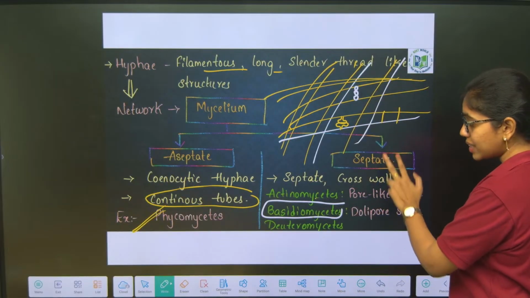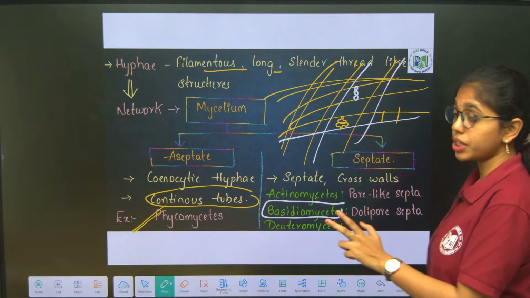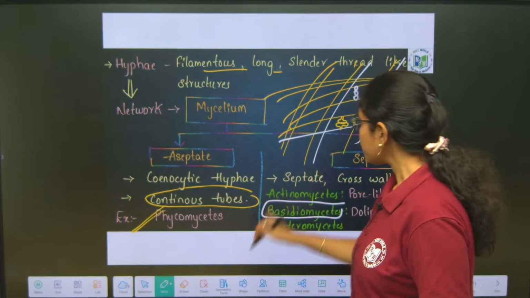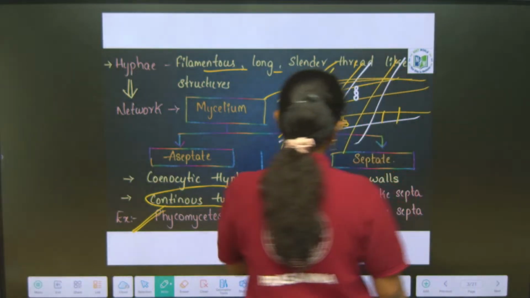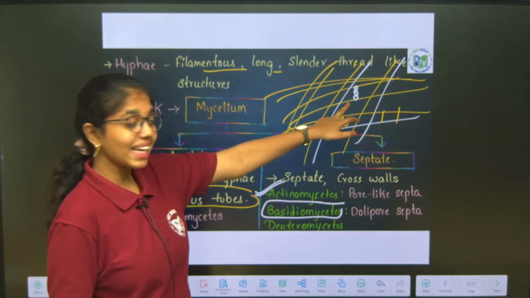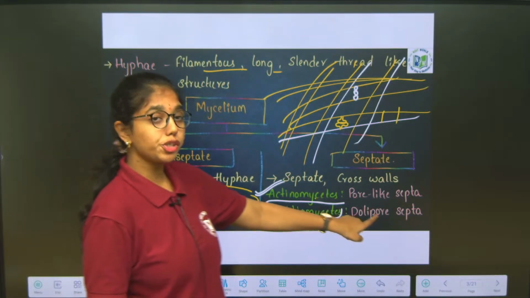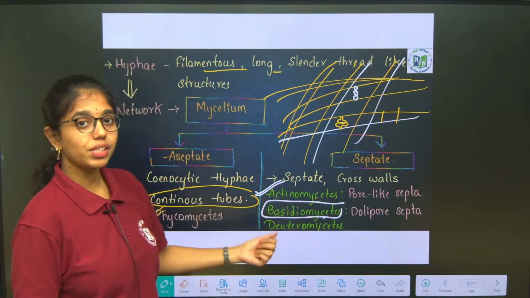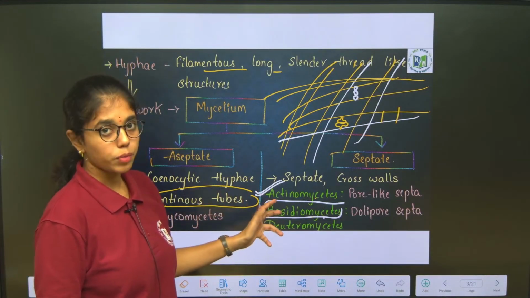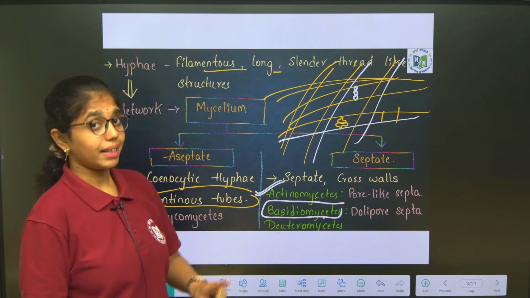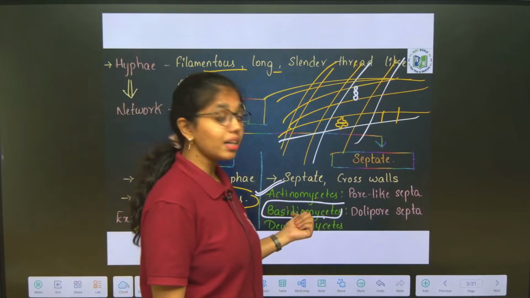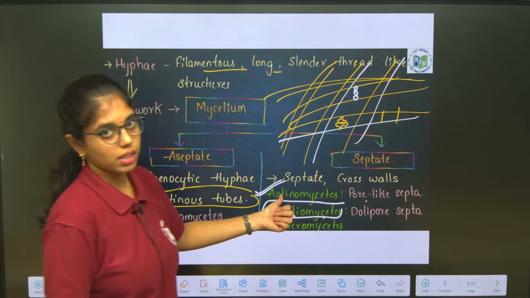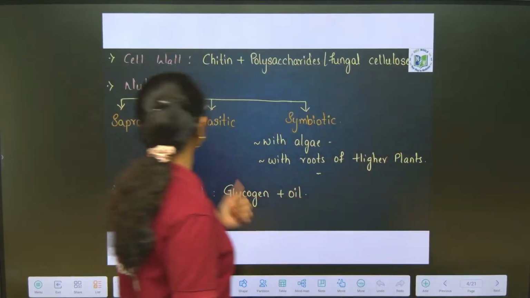So, septate type of mycelium is observed in Ascomycetes, Basidiomycetes and Deuteromycetes. Firstly, Ascomycetes, here it can be pore like septa. Basidiomycetes will show dolipore septa, which shows a barrel like structure, and then Deuteromycetes is again simple pore like septa, normal septate condition. But dolipore septa is observed in Basidiomycetes, pore like septa is observed in Actinomycetes. Clear, right, ma'am? Next question.